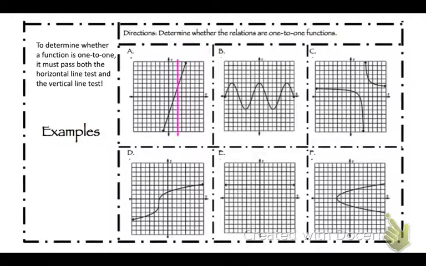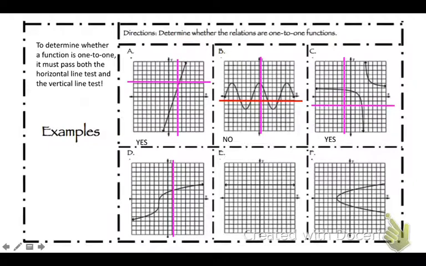So on A, that passes the vertical line test. There's the horizontal line, passes both of those, so it is a function. B, it passes the vertical line test. It does not pass the horizontal line test. So that means the inverse is not a function, which means this is not one-to-one. Okay, for C, it passes the vertical line test. It also passes the horizontal line test. So yes, that is a function.